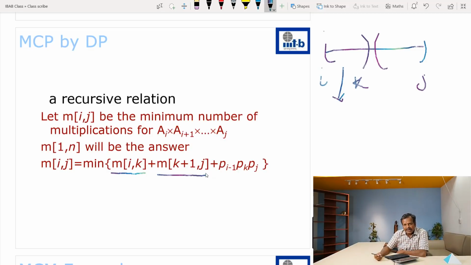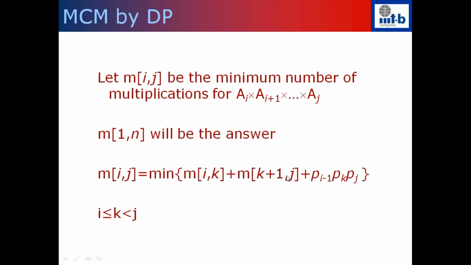Now the last multiplication that I have to do will cost us p of i minus 1 into p of k into p of j. See, among all possible values of k, we will pick the one which is minimum. The range for k is between i and j. It can be equal to i, but it has to be strictly smaller than j.